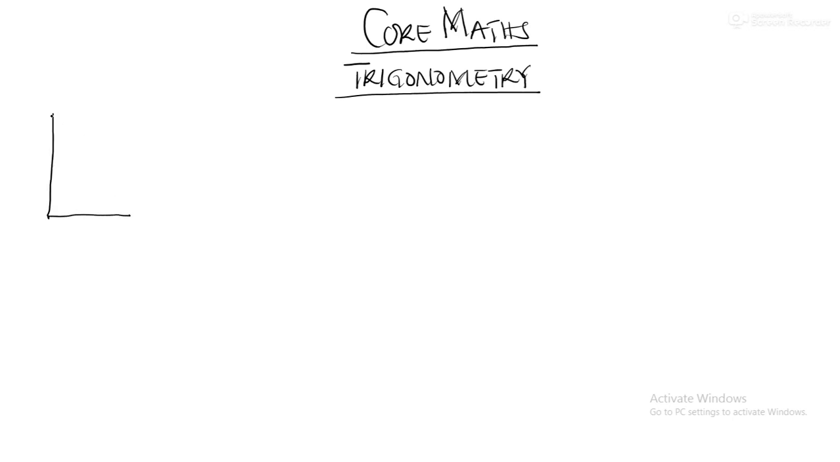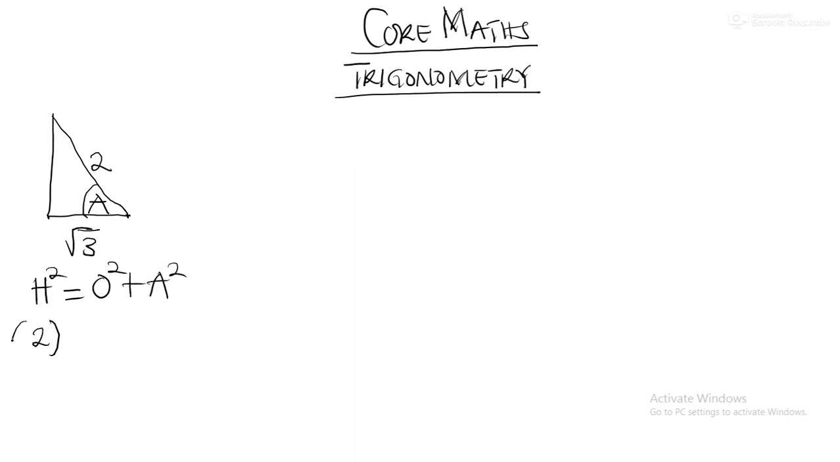So you can draw any right angle triangle of your choice. This is A. The hypotenuse is what? 2. Then the adjacent is root 3. Good. So it's left with what? The opposite. So from h squared equals o squared plus a squared. Okay, our h is what? 2. So 2 squared equals, our o is what we are looking for. Then our a is what? Root 3. So we square it.